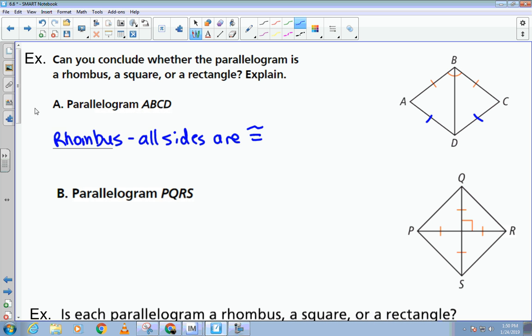You can also go with the fact that this diagonal and this angle is bisected, because what's true about angles, they're congruent to each other. So you can go with that also.